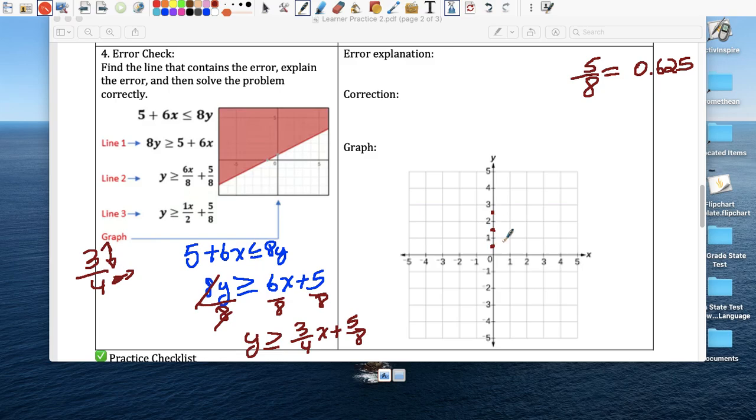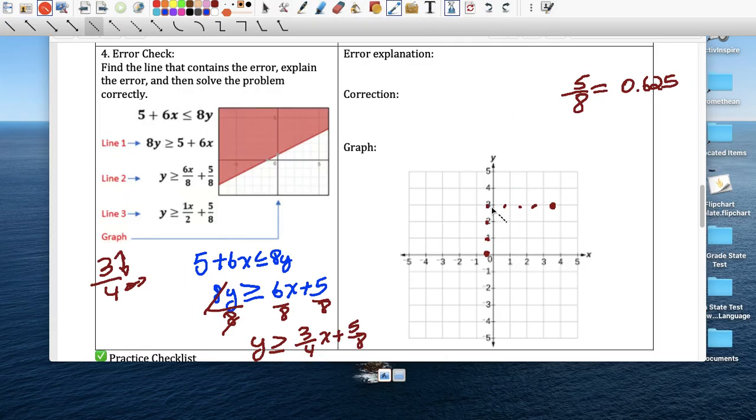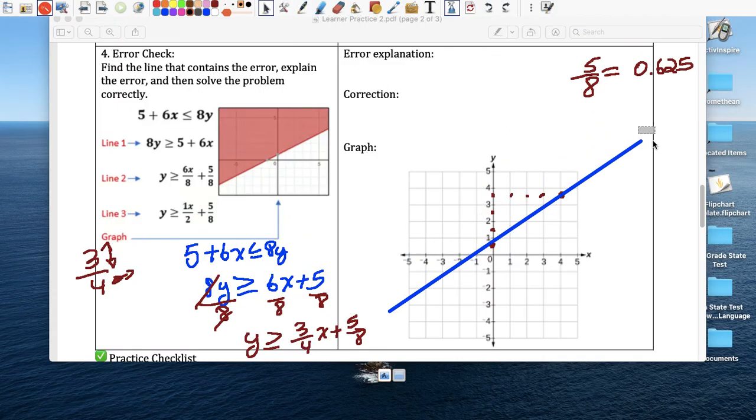And then you get this. So we can count 1, 2, and then 1 more, 3. And then from here, we're going to go 4 right. 1, 2, 3, 4. And there's our 2 points, this one and this one. It is a solid line. And let's give it a name: y is greater than or equal to 3/4 x plus 5/8.